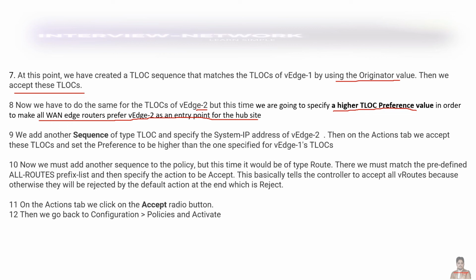Okay, so once you are done with the sequence, once we accept, then we go back to configuration, policies, and activate. That's very important, guys, that you have to activate the policy that you have created. If you do not activate the policy, then whatever actions you took before the activation will not be implemented by the vSmart. Okay, so once you're done with that, you will be able to make one of the edge devices of the hub router a preferred device.